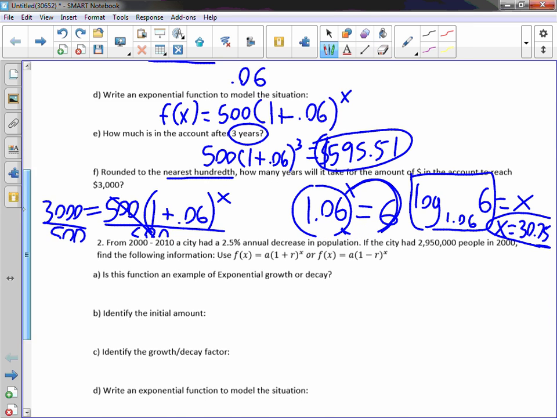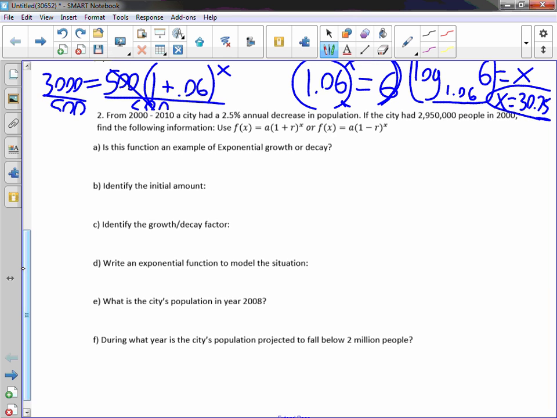From 2000 to 2010, a city had a 2.5% annual decrease in population. If the city had 2,950,000 people in 2000, find the following information. And then it gives you the formulas.